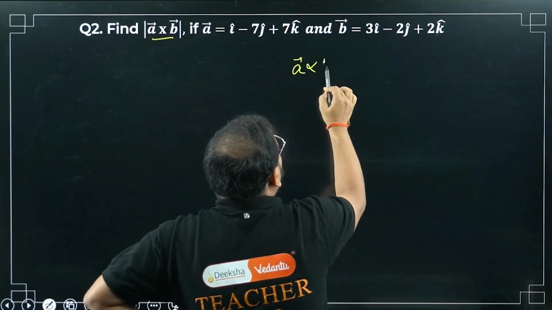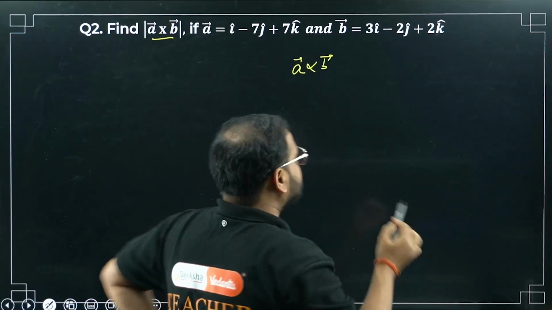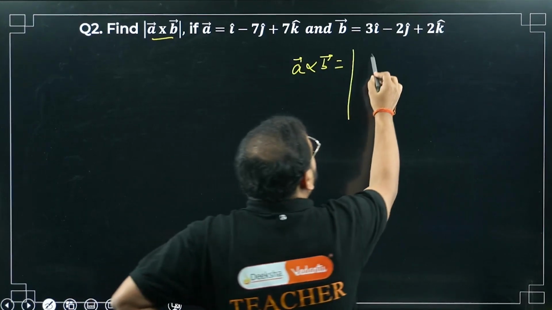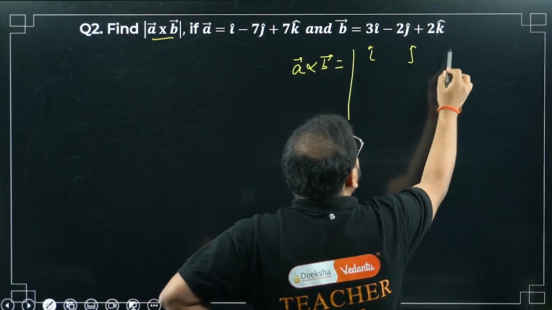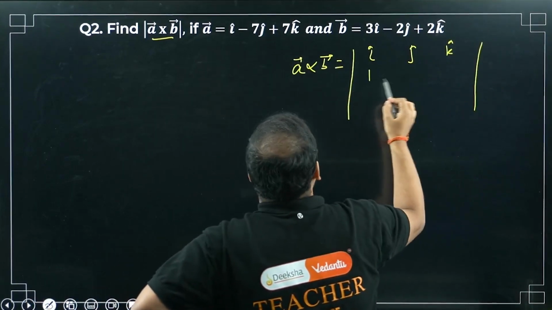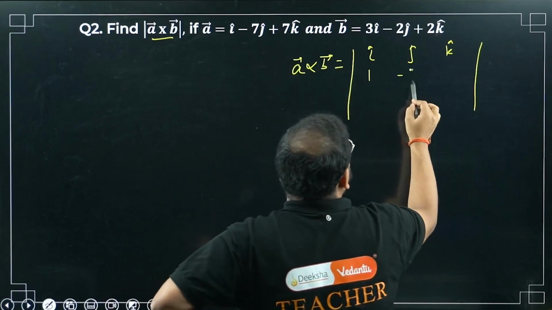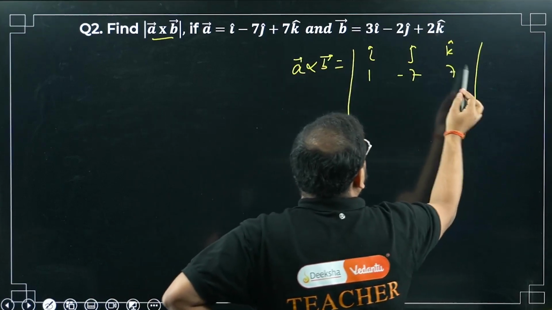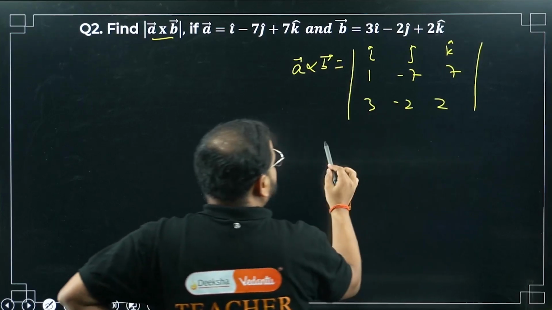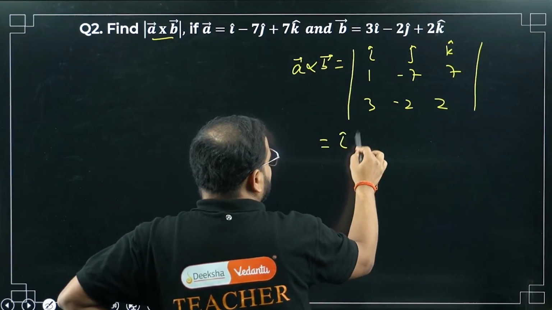This should click in your mind directly. Write the matrix first. Without fail, you should be able to have this vision in your mind. The matrix, sir: i, j, and k. What is the first row? For the first vector it is 1, minus 7, and 7. For the second vector, 3, minus 2 and 2. Find this result.